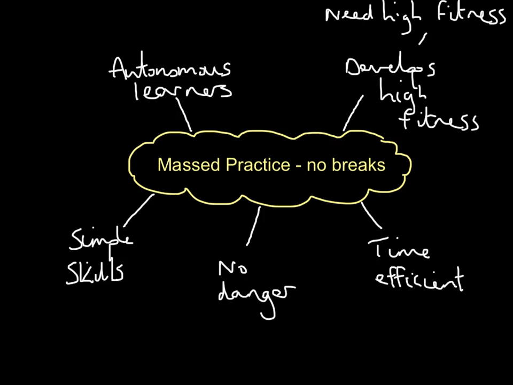Okay, like I said, if the question came up on advantages and disadvantages, you'd then have to use these ideas to come up with your answer. It's an advantage to use it with autonomous learners, but it's a disadvantage to use with cognitive learners. It's an advantage to use it with simple skills, but it's a disadvantage to use it with complex skills. So we've just got to be able to use these ideas and then apply them to the question that we get.